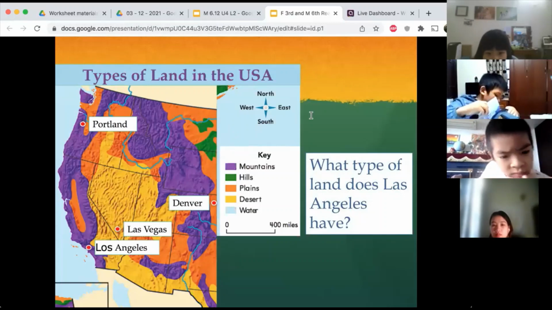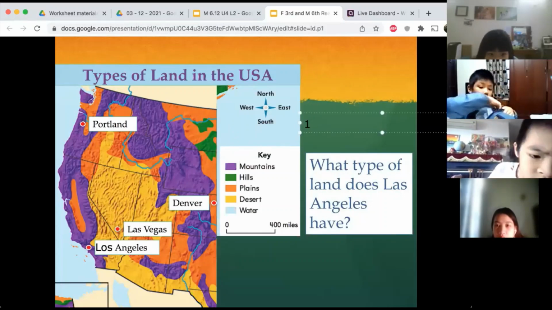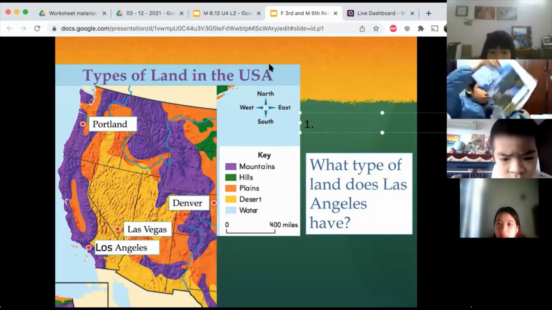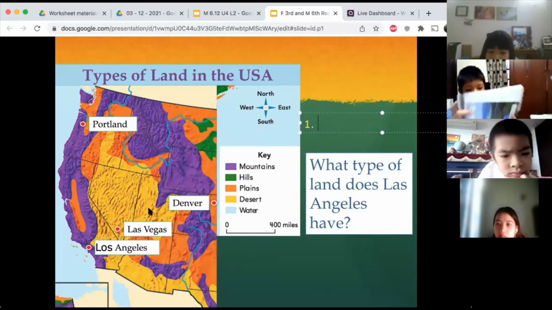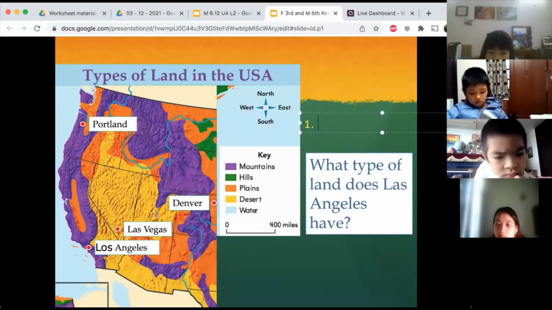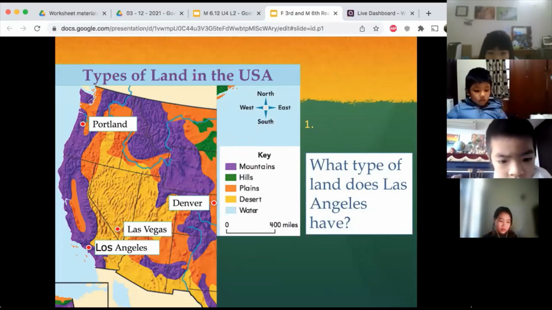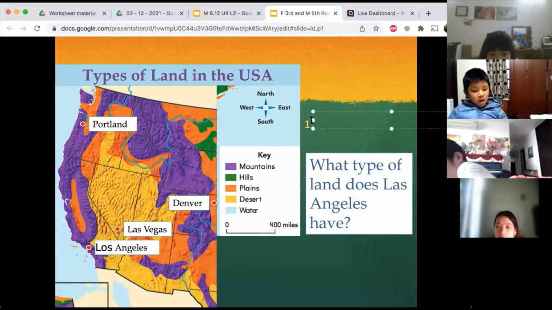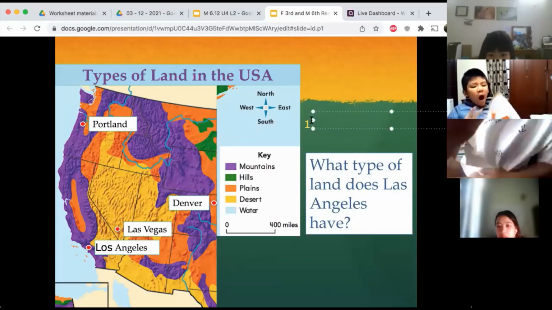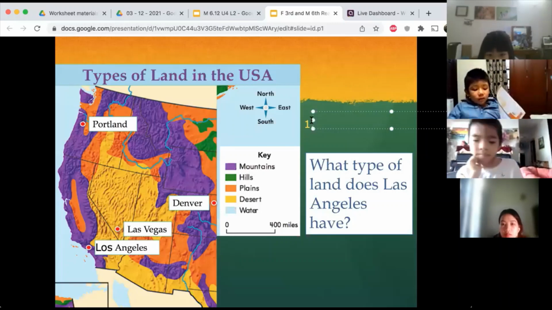Number 1. What type of land does Los Angeles have? Go ahead, everybody. Number 1. Mountains. Number 1. What type of land does Los Angeles have? Daisy, can you answer, please? Daisy, what type of land does Los Angeles have?